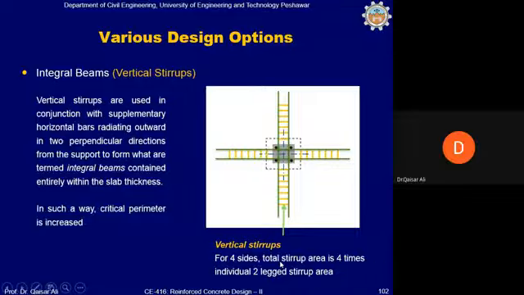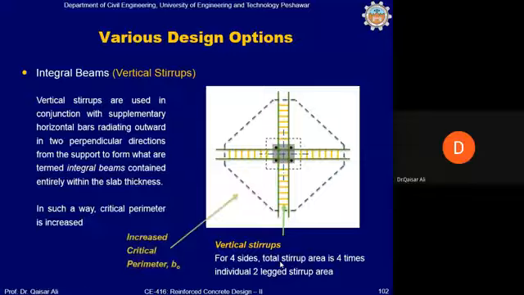So if we want to use 3/8 bars, then 3/8 bar has an area equal to 0.11 square inch. This must be multiplied by 8. So the area of stirrups at one location will be 0.88 square inch.